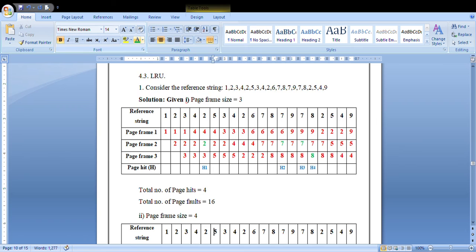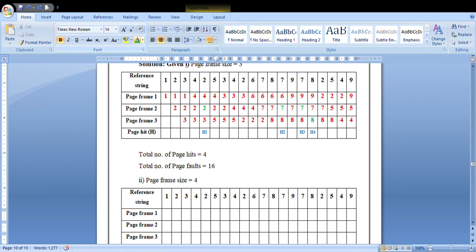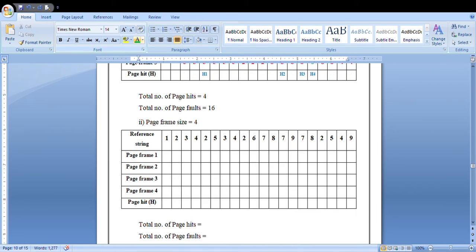And next, that is for page frame 3. Let's solve the same problem for page frame 4. Here we go. 1, 1, 2, 1, 2, 3, 1, 2, 3, 4. Because of 4 page frames, the starting 4 addresses will be allocated without any confusions, without any repetitions. Once it is done, 2 is already existing in the frame, so keep it as it is.